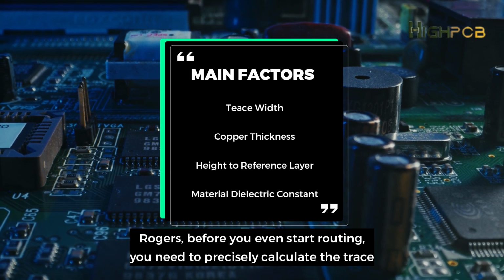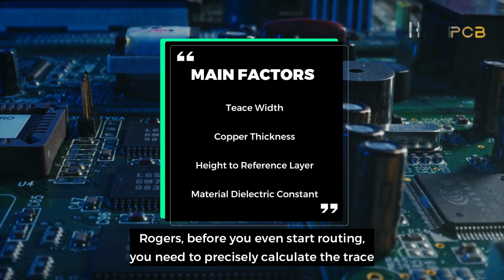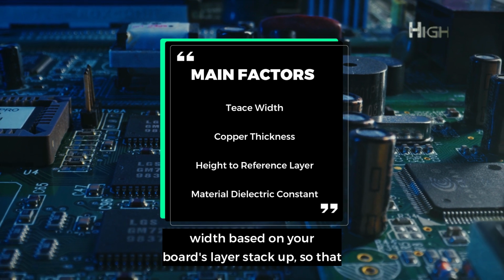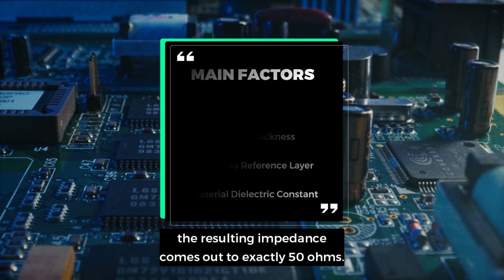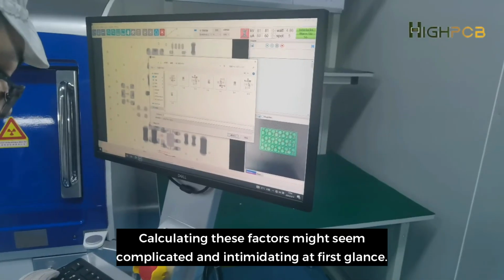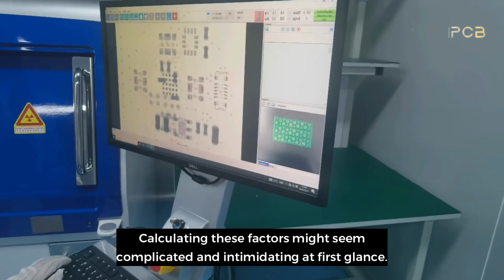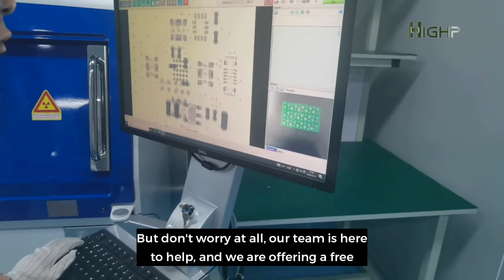Before you even start routing, you need to precisely calculate the trace width based on your board's layer stack-up so that the resulting impedance comes out to exactly 50 ohms. Calculating these factors might seem complicated and intimidating at first glance. But don't worry at all.